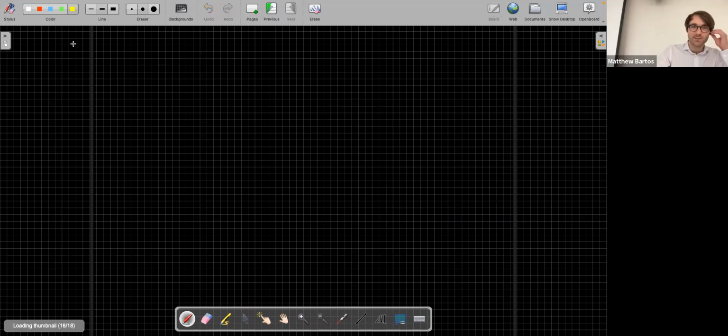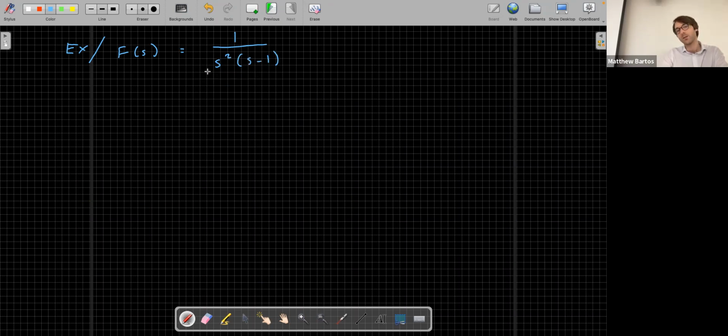Let me go through just a quick example. I'm probably going to run out of time today, but I'm going to go through a quick example here. Let's say we have a function F(s) equal to 1 over s squared times (s minus 1). So we have a repeated root where s is equal to 0. Okay, and we know that we can factor this into C1 over (s minus 1) plus C2 over s plus C3 over s squared, right?